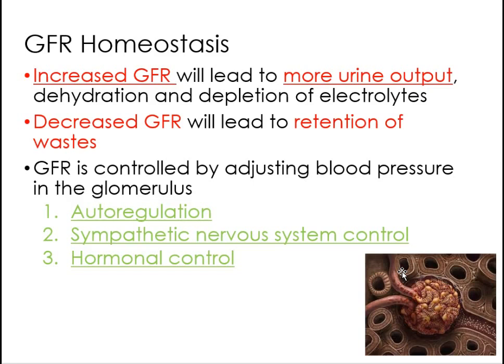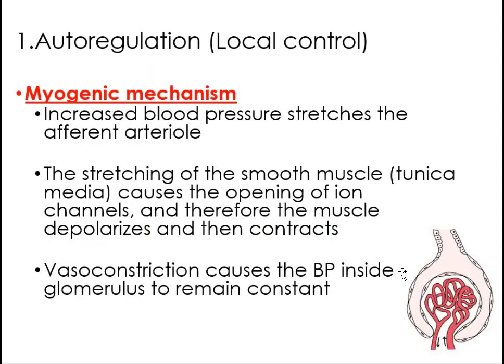But let's talk about the 3 different ways that you can adjust GFR. The first one is auto-regulation, and that's increasing blood pressure, which stretches the afferent. Remember how we have an afferent and efferent? Afferent is coming into the nephron. So increasing blood pressure stretches the afferent arterioles. The stretching of that muscle, which is the tunica media, causes the ion channels to open, depolarize, and contract, which means squeeze. And that's going to keep the blood pressure inside the glomerulus fairly constant.